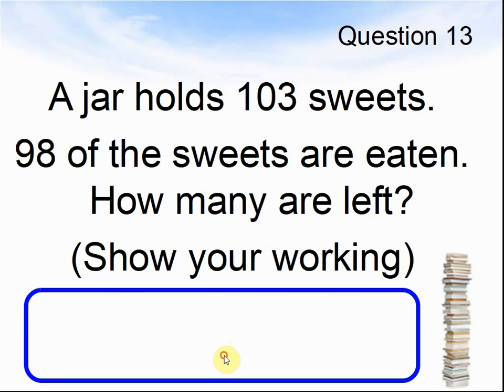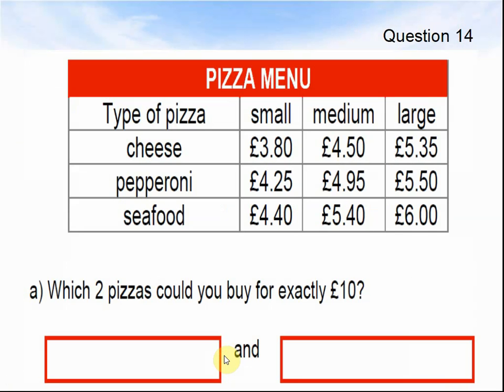Here comes question 14. Question 14. There are 3 types of pizzas: cheese, pepperoni and seafood. They come in 3 different sizes: small, medium and large. Which 2 pizzas could you buy for exactly £10? Pause the video until you are ready for the next question.